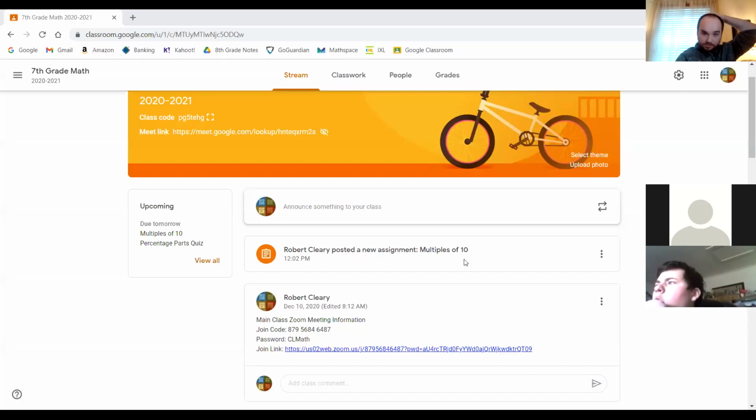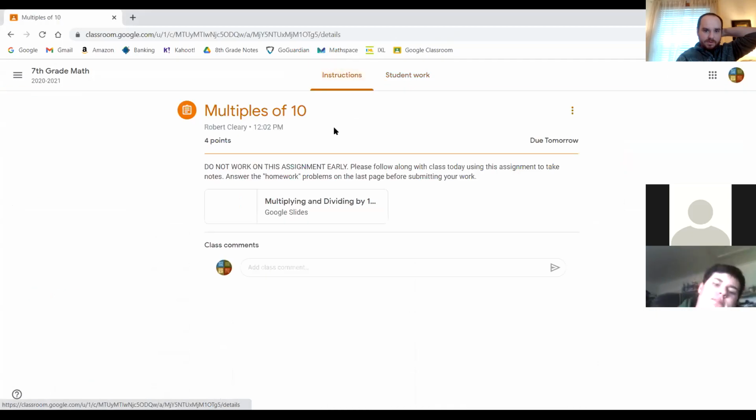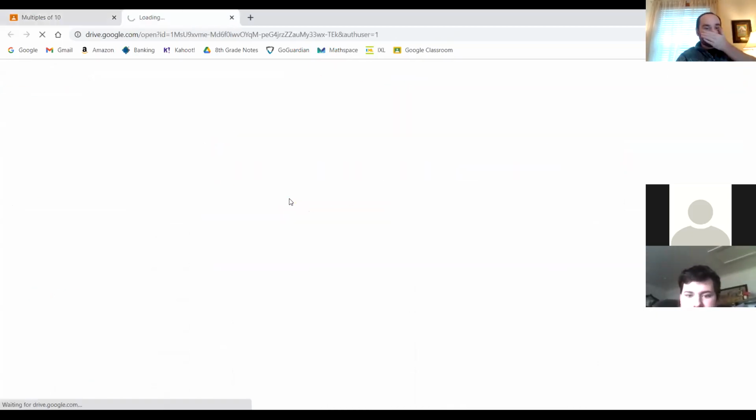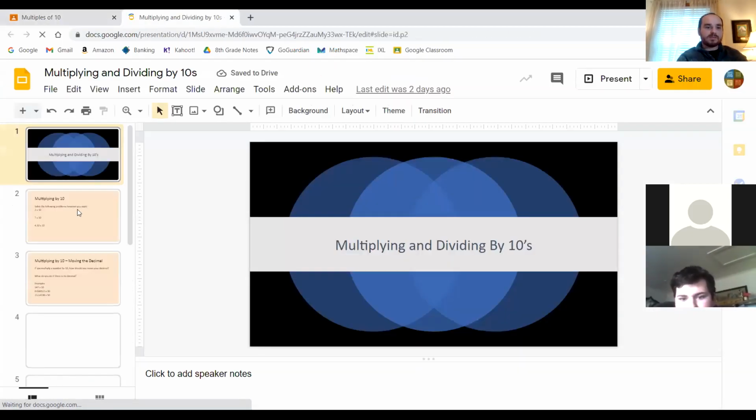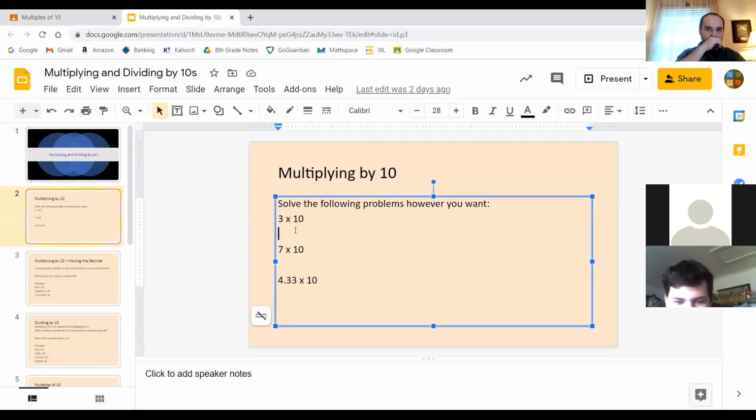Okay, so open up multiples of 10. That's not what I'm looking for. So you should be able to open up a Google slide. It'll look like this, have a bunch of slides. And for each one, you can kind of just click. It'll open up the text box and you can write in notes or answers as we go along.